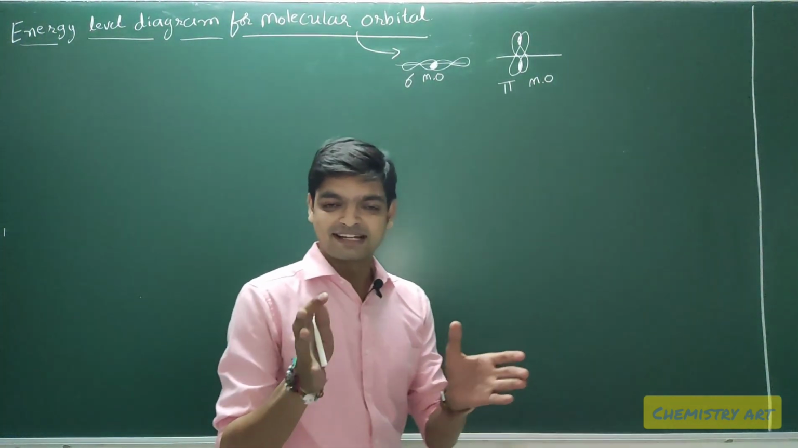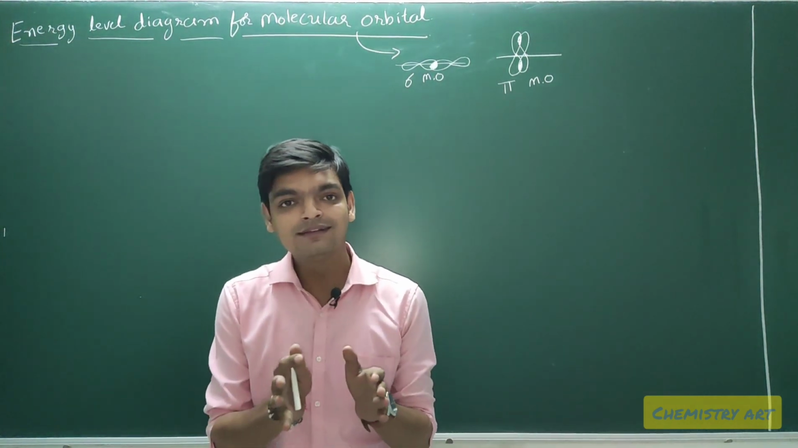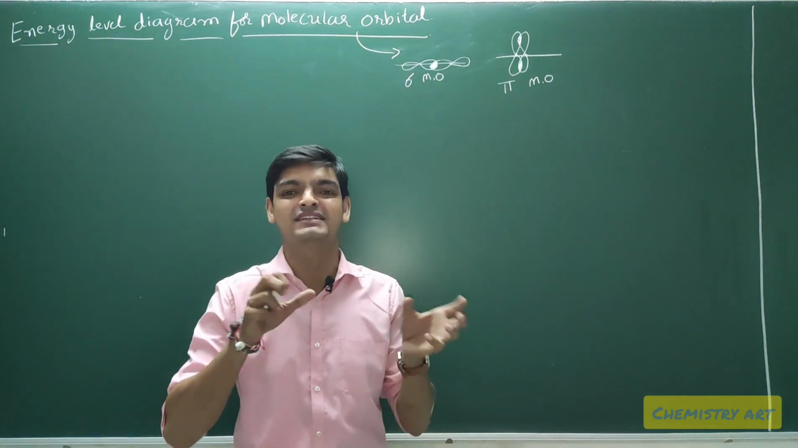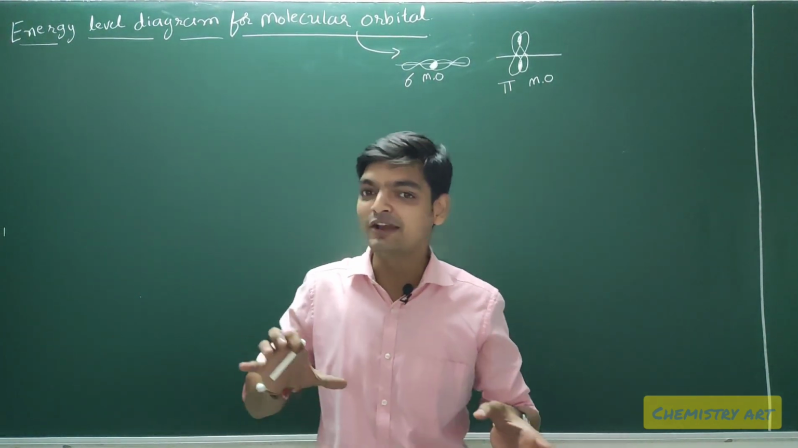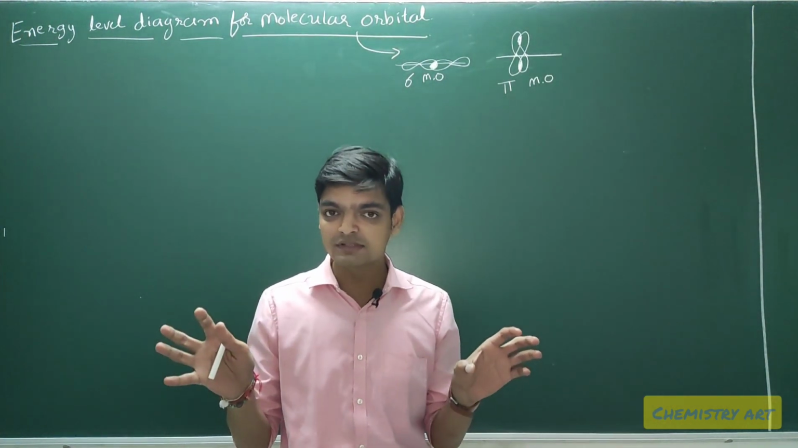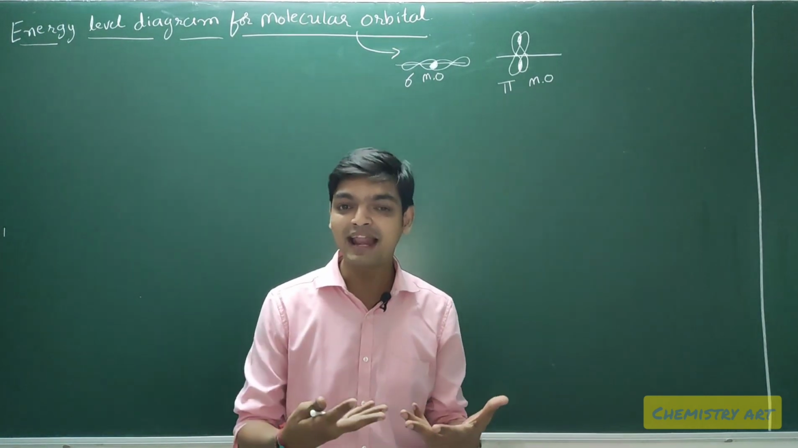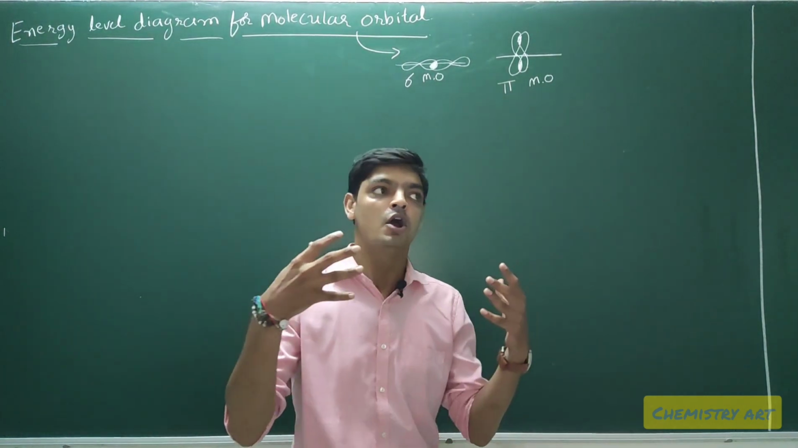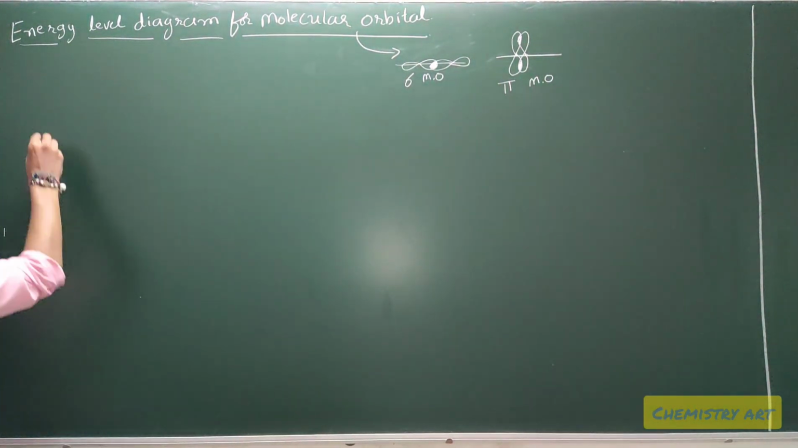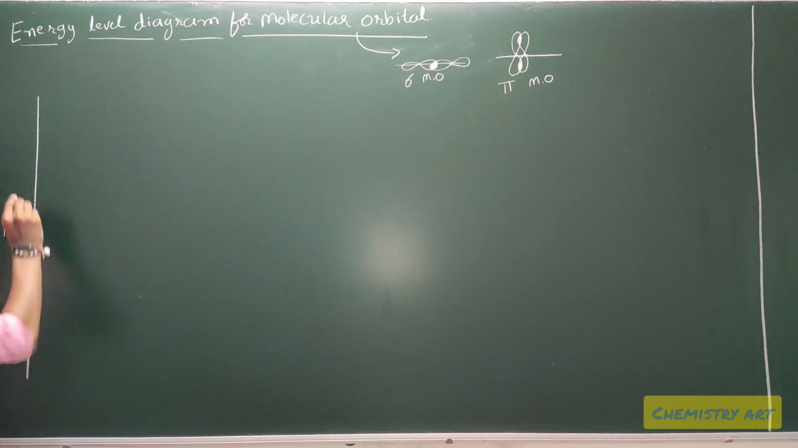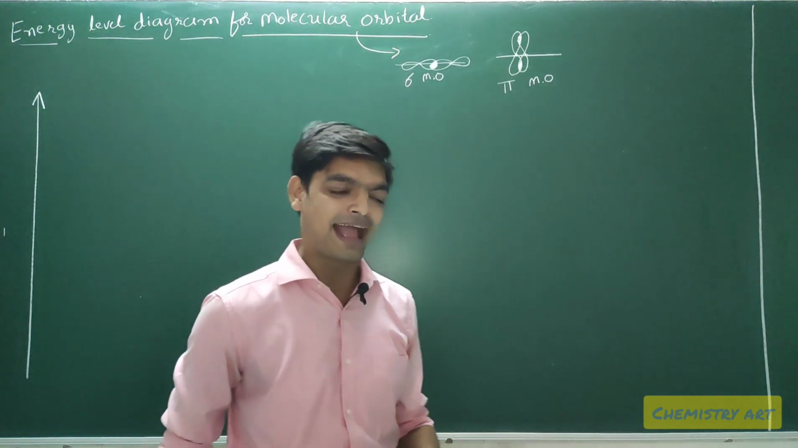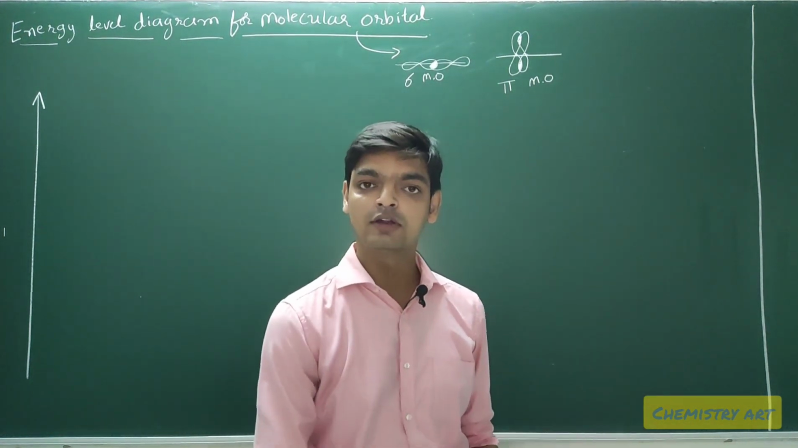So let's start. First of all, we will draw the energy level diagram for molecules made from the same element, or we can say homonuclear molecules. We have two atoms of the same element, and they combine and form a molecular orbital. So how are they combining? First of all, let me draw an arrow, which represents the energy level of the atomic orbitals as well as the molecular orbitals.